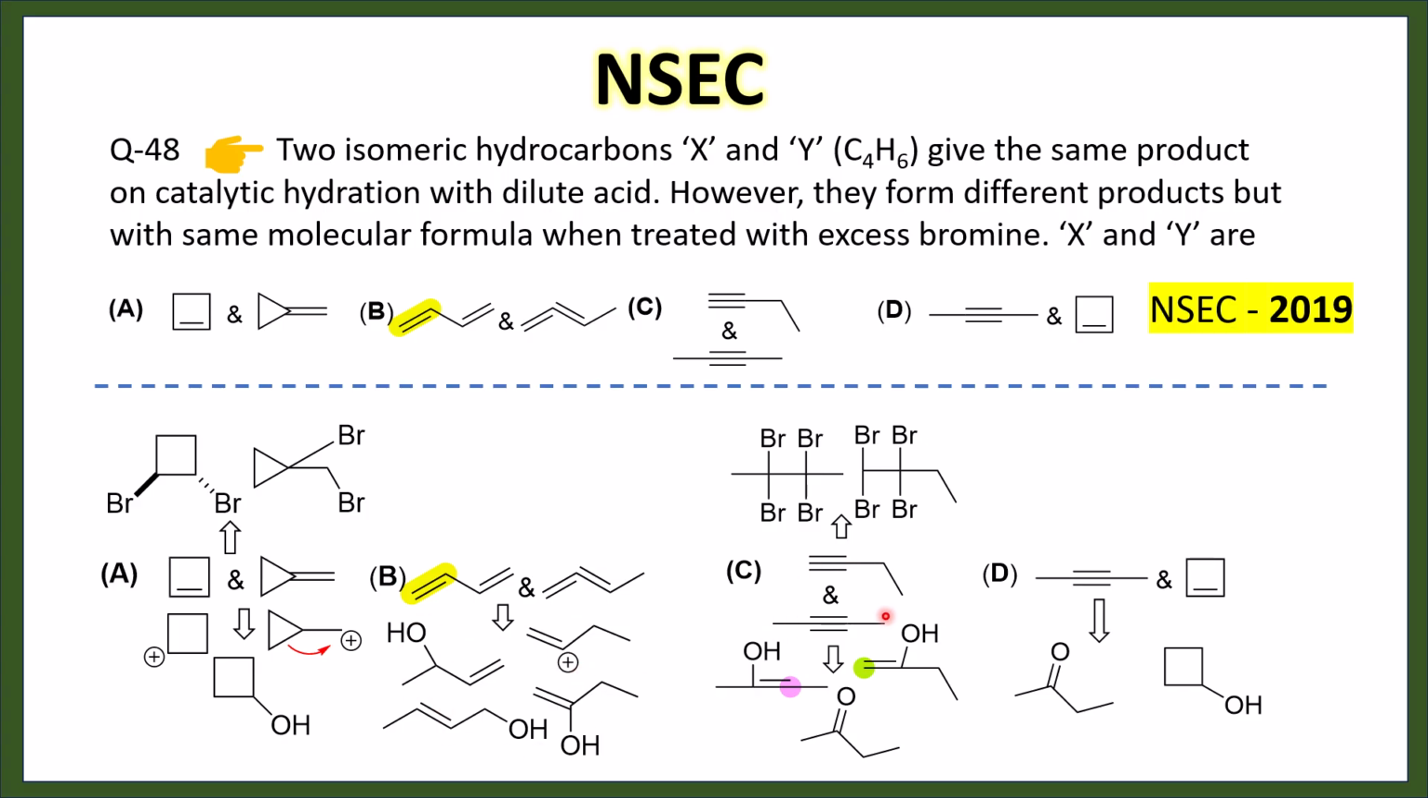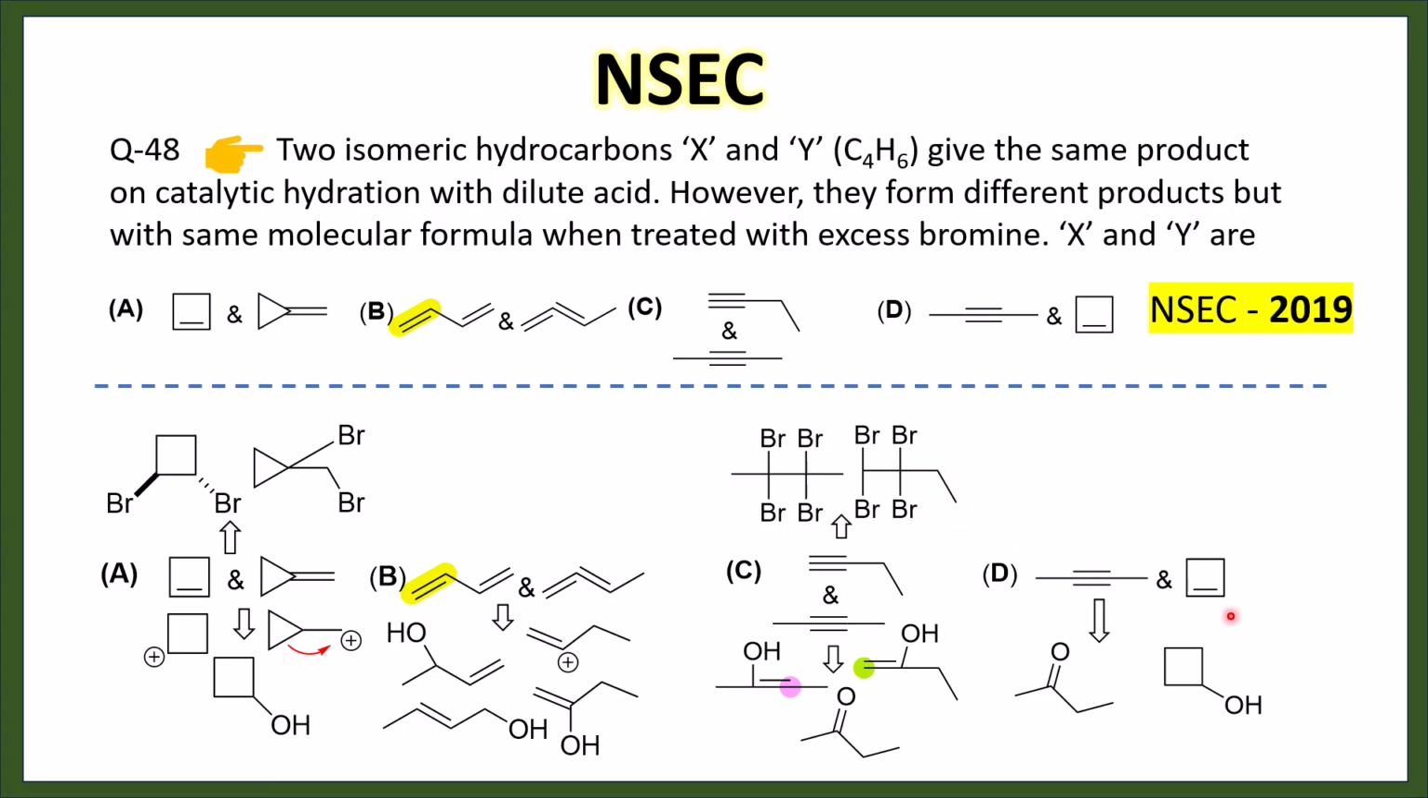Option C, in this case we could find that hydration gives this enol, with water added at either end, and from both sides enol formation happens, and both give the same ketone compound. So hydration of this option C alkyne gives the same product, whereas in bromination, we could find that a tetrabromo compound forms in this case, symmetrical, whereas in this case dibromide forms at the 1-2 position. These are not the same product.